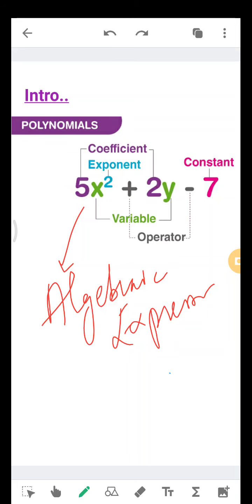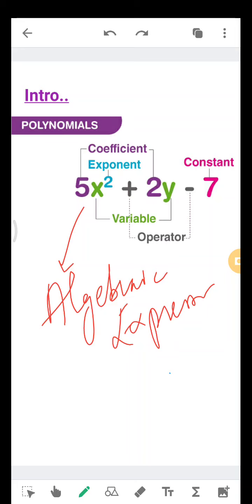Okay, so we'll see in detail what are the different types of polynomials and how we classify the polynomials based on terms and based on their powers. So in these things we are going to see the basic things about an expression.